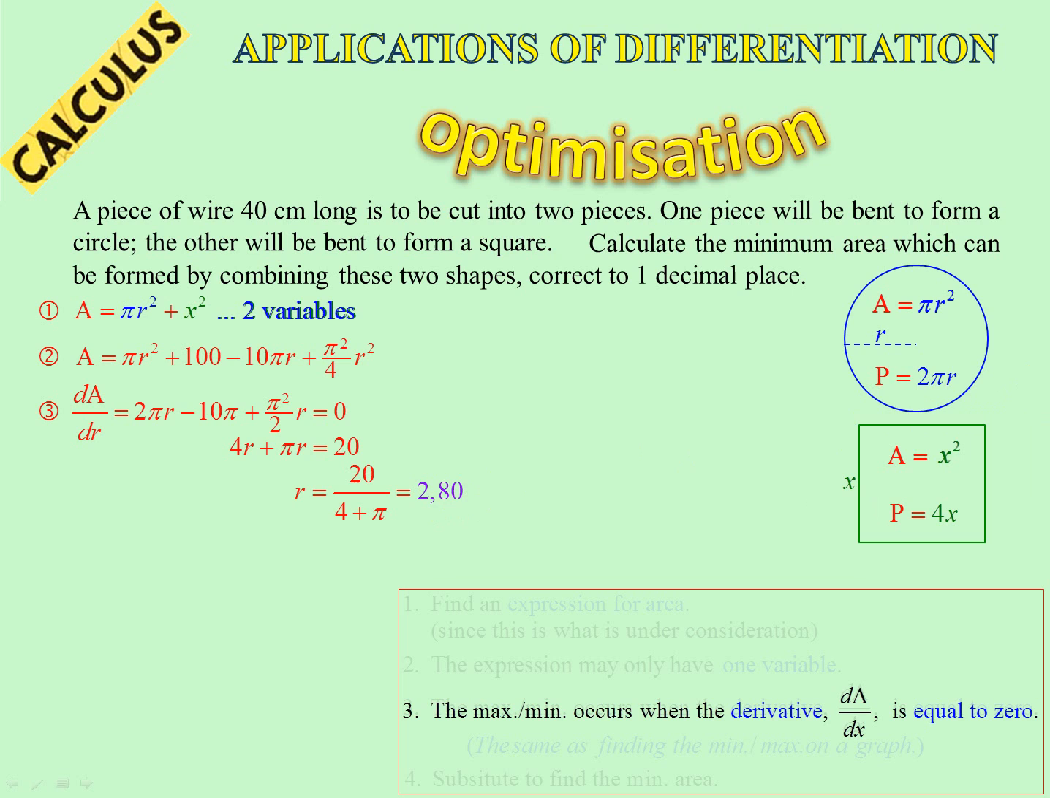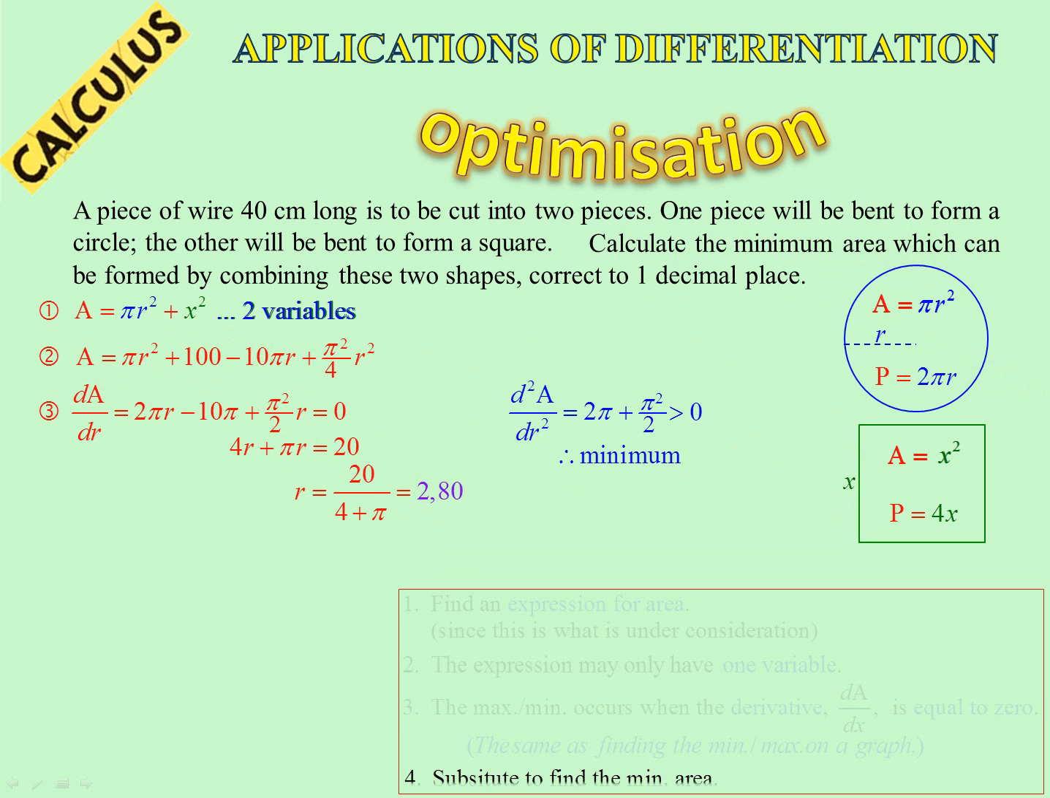Now remember, we don't know if that's a maximum or minimum. So therefore, I'm going to find the second derivative. Differentiate that. There it is there. Well, constant, constant. These are positive. So overall, the second derivative is always positive. Therefore, it's a minimum value. Minimum value for r equaling 2.80. Now, the question actually says calculate the minimum area. So there's the area. I don't need to go back to x. I can substitute that in for r.